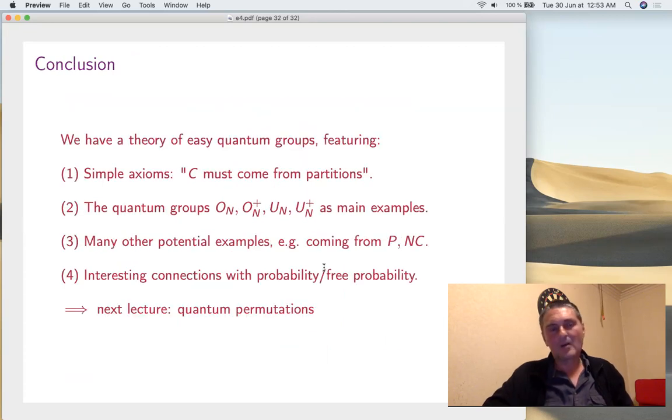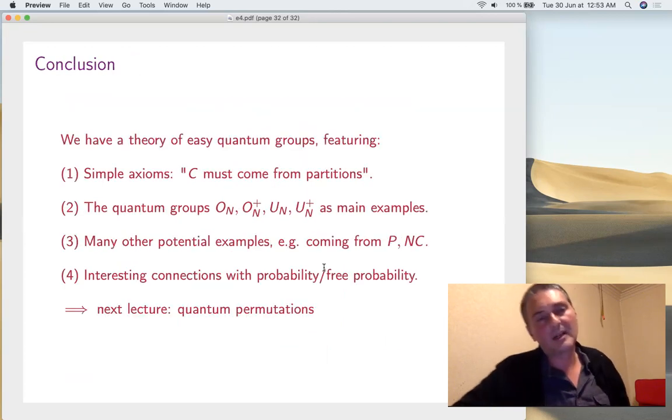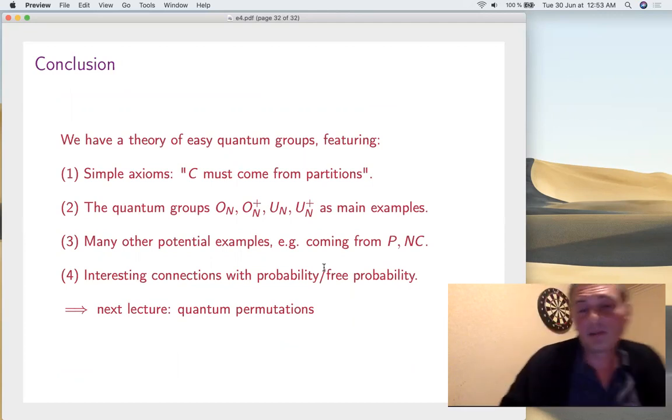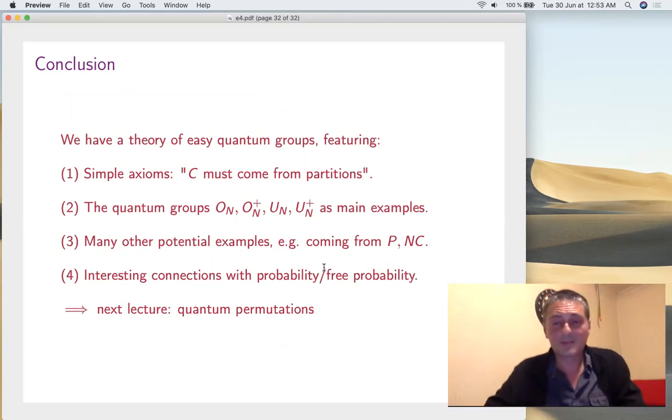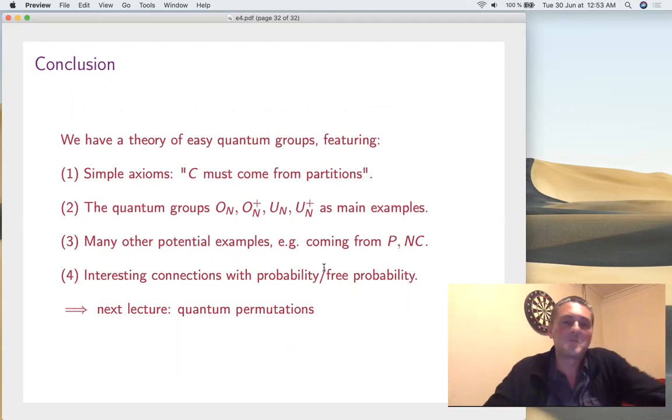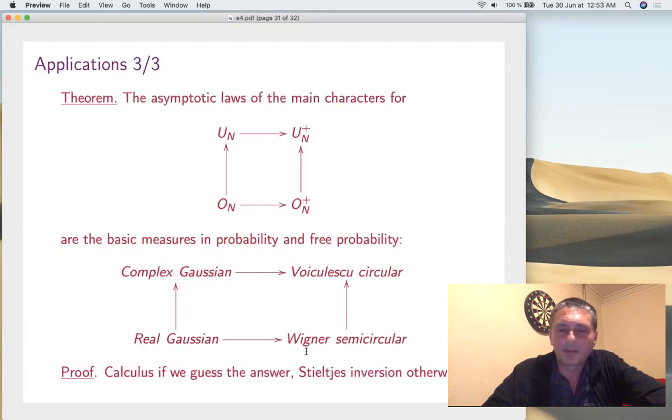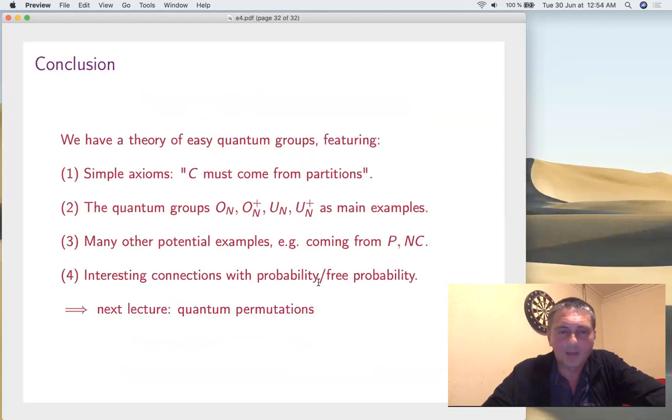So, conclusion. The theory of easy quantum groups has many applications of Tannakian duality, with very simple axioms. The category must come from partitions. These have many examples. Now, connections with probability, free probability, definitely. Random matrices, and Wigner is a random matrix guy, Nobel Prize in physics. Voiculescu, you all know him. So very interesting things going on here.